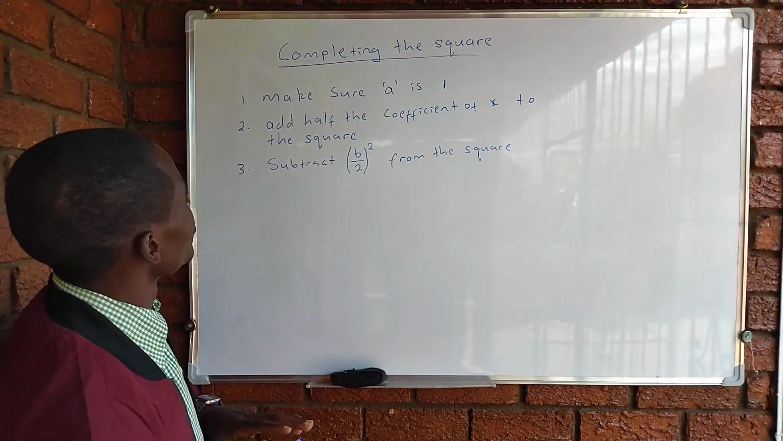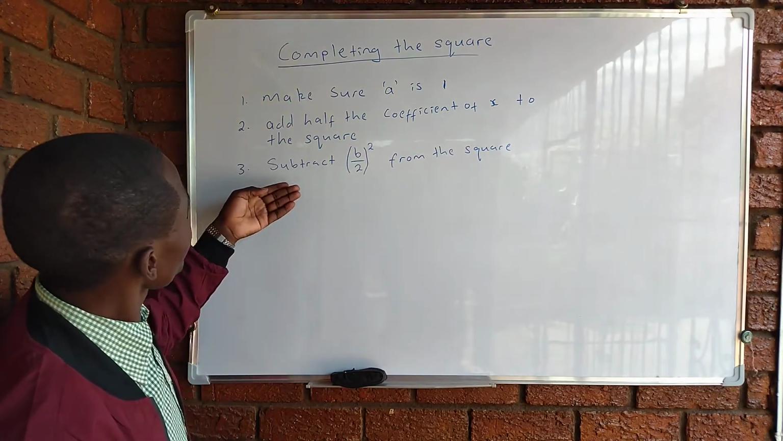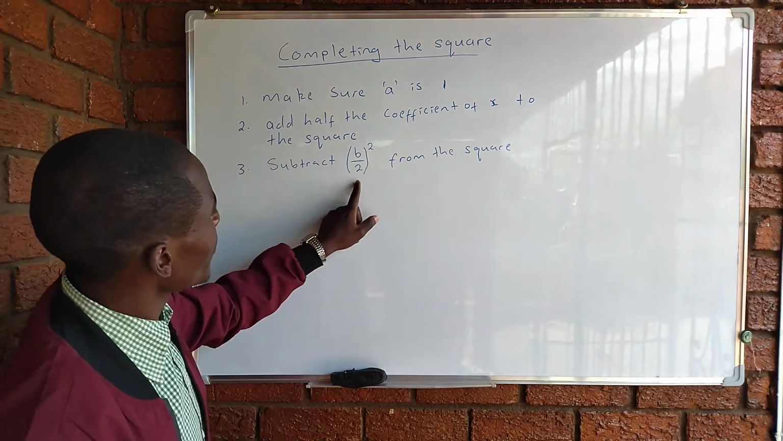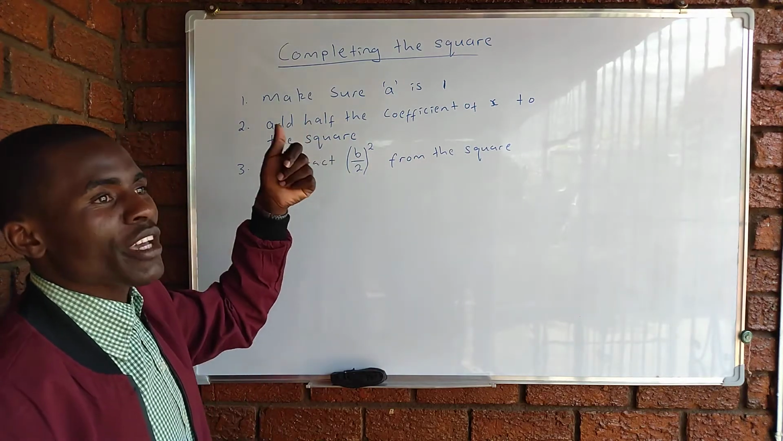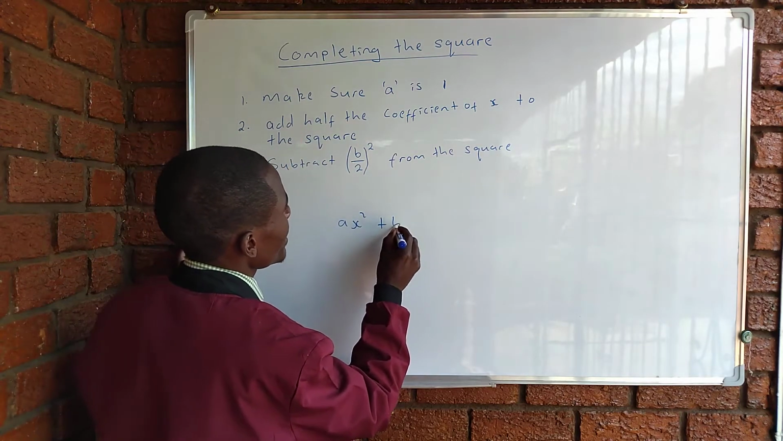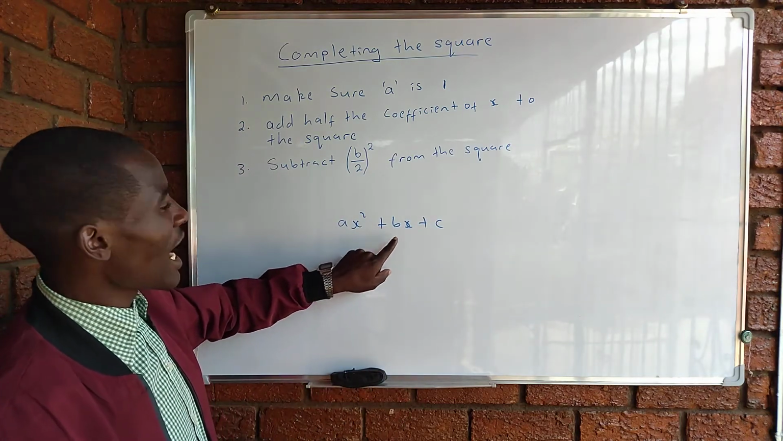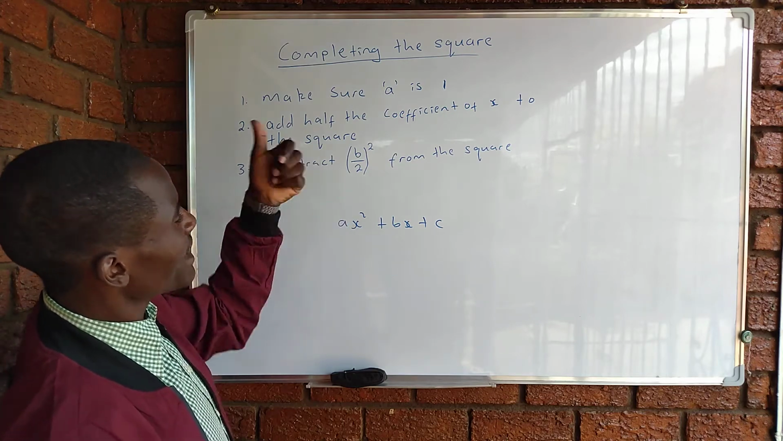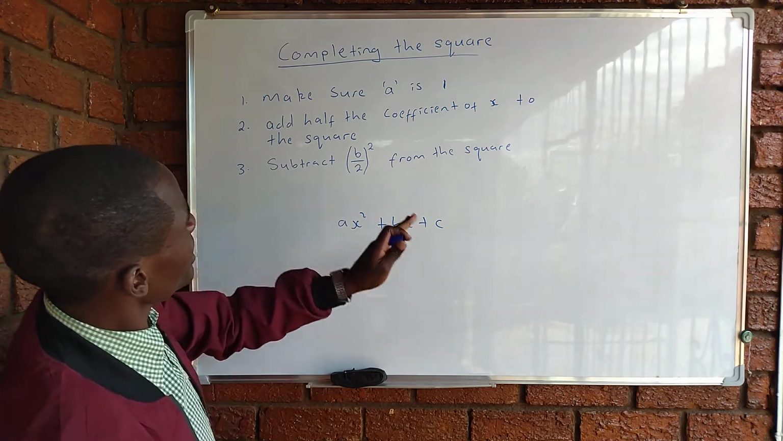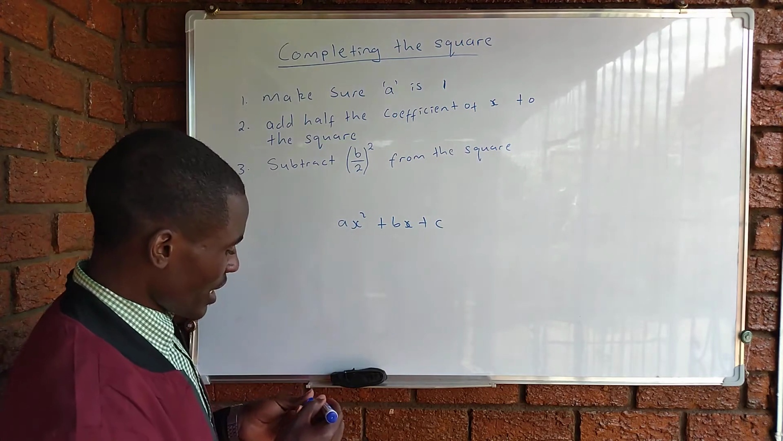Then step 2, add half the coefficient of x to the square. Then step 3, subtract b over 2 squared from the square. B over 2 squared, b is the coefficient of x, x squared plus bx plus c. So coefficient of x, which is b, half a coefficient of x, we add it to the square. So b over 2, we subtract it from the square and we add b over 2 to the square.